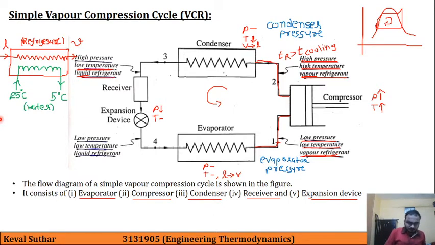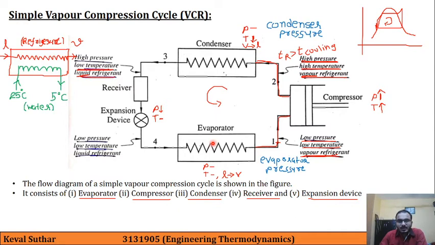Here, this is our fundamental refrigeration cycle and it contains a total of 5 components, out of which 4 are major components, and we will discuss them one by one. Here first we have the compressor, then condenser, then receiver, then expansion device and evaporator.